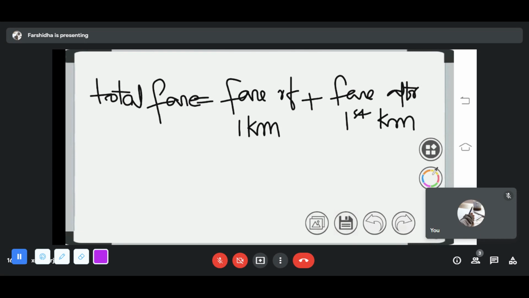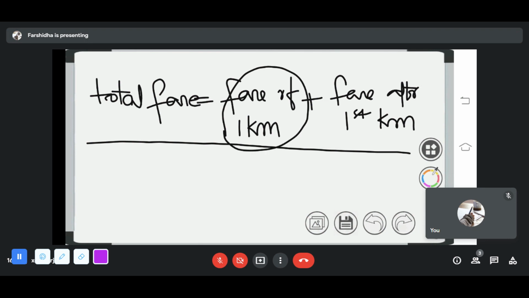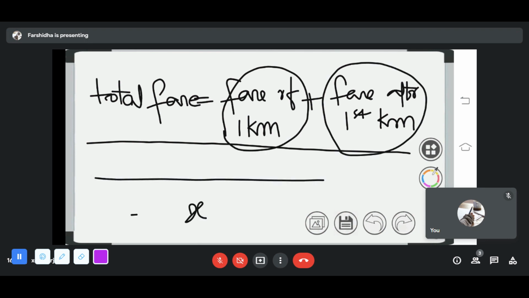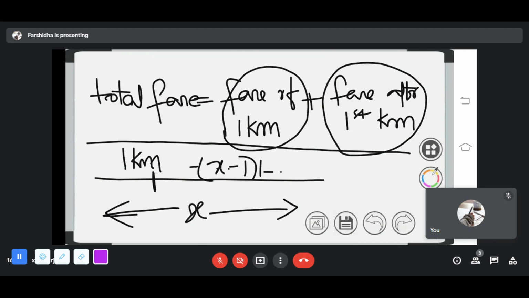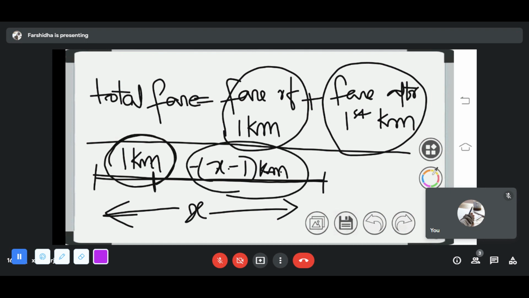So this is your total fare: fare of the first kilometer plus fare after the first kilometer. I've told you, this is your total distance x. You have covered 1 kilometer here, so the remaining distance is x minus 1 kilometer. So your total fare will be fare of first kilometer plus fare after first kilometer.